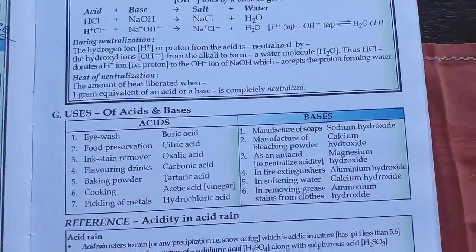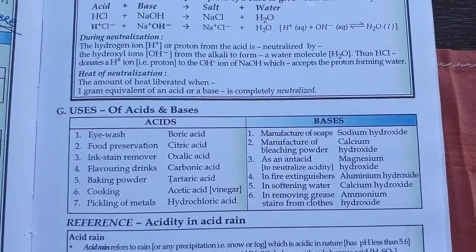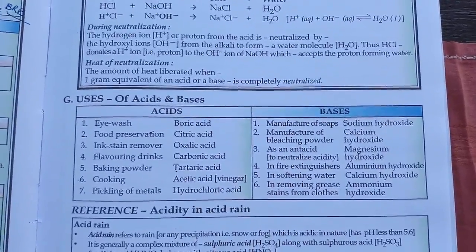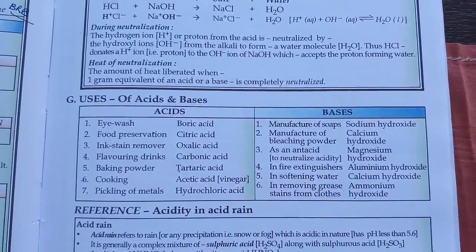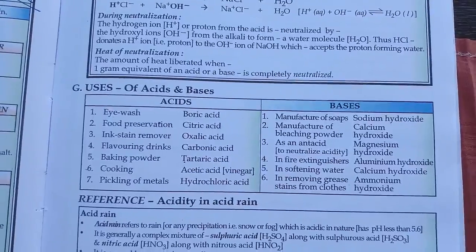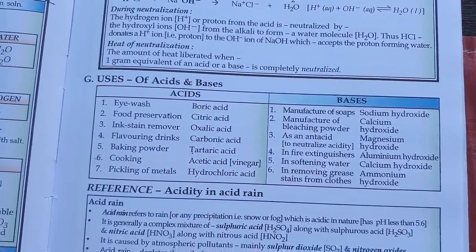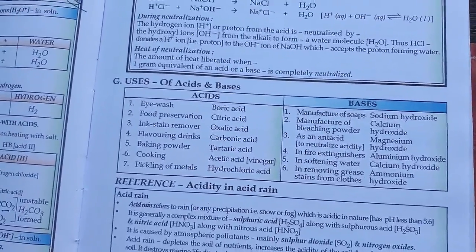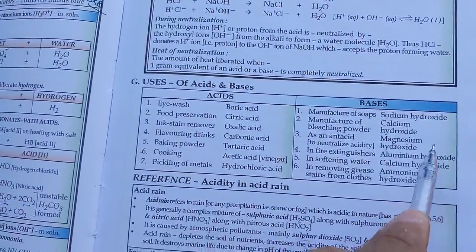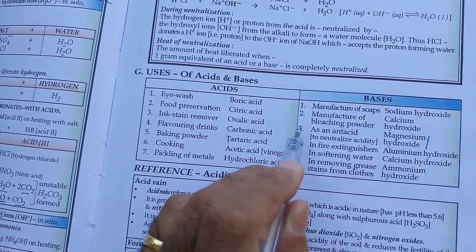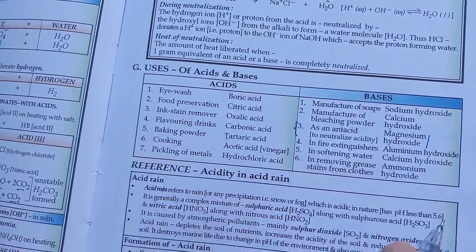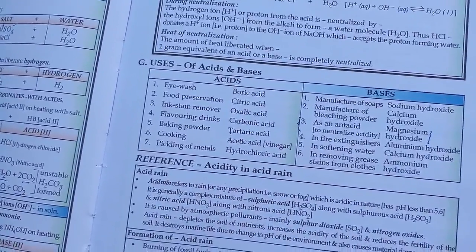Now bases. We use bases to manufacture soaps, sodium hydroxide; manufacture of bleaching powder; and to neutralize acidity. When you have acidity in your stomach, you take an antacid like Digene or Diovol. These contain this compound. You can take a look at the label and find this.